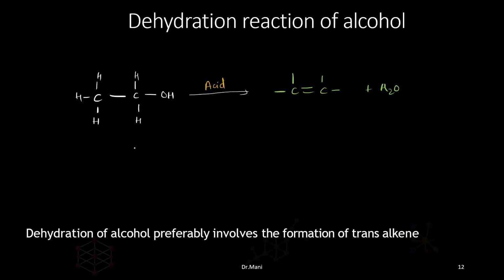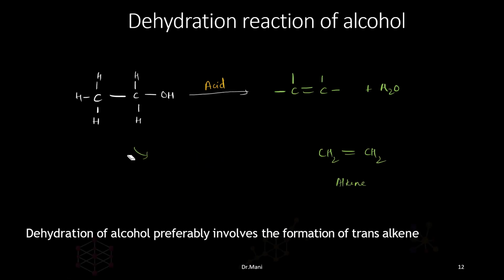So one is CH3, CH2. It will turn out to be the positive charge. And here one hydrogen you will be removing. So that will turn out to be CH2 double bond CH2. So that's how from this you are getting an alkene. Understood?